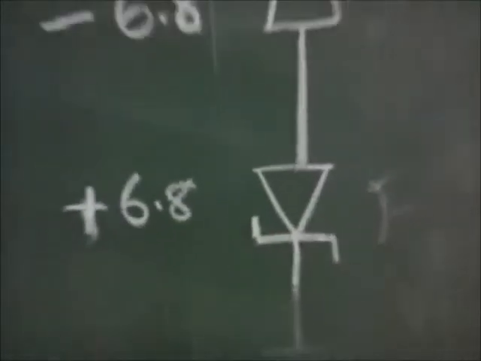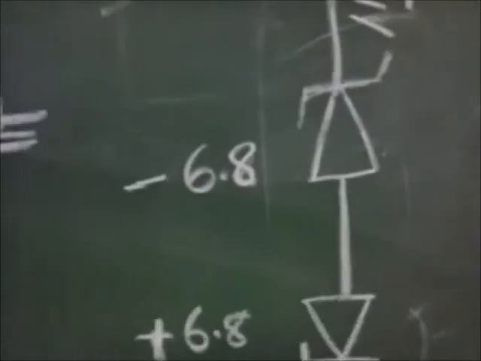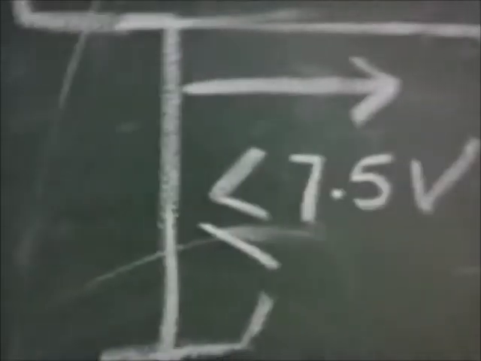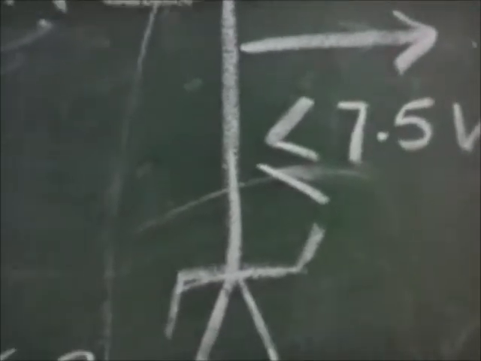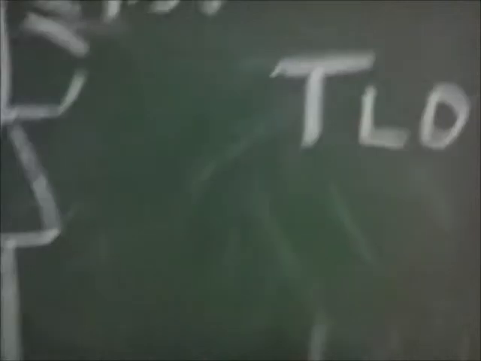Two Zener diodes are connected as shown in the figure. The Zener voltage being 6.8 volts, at any time one of the Zeners is working. The total voltage across this is 7.5 volts, and any voltage which is greater than this is being stepped down, hence it acts as a voltage limiter.